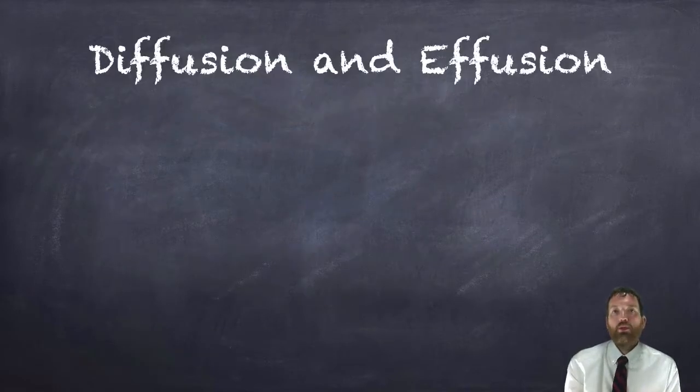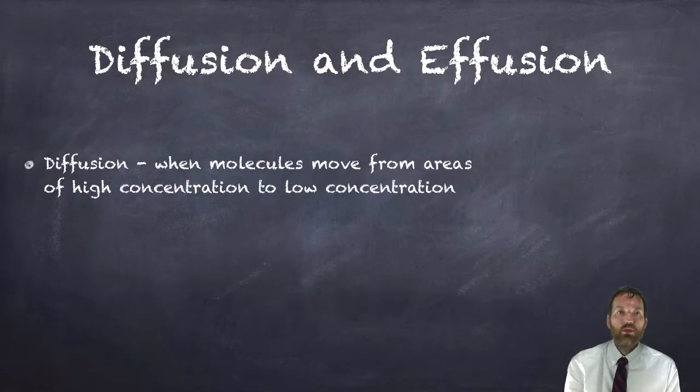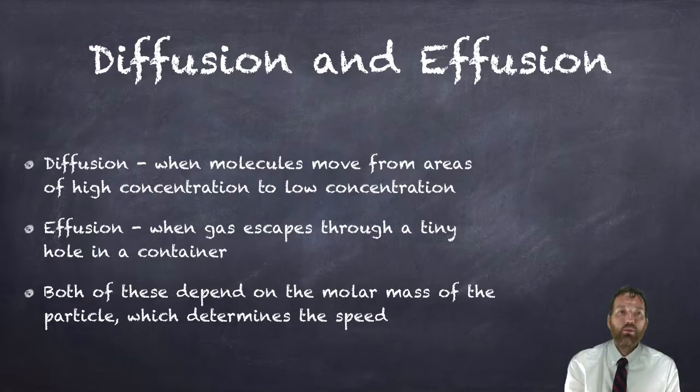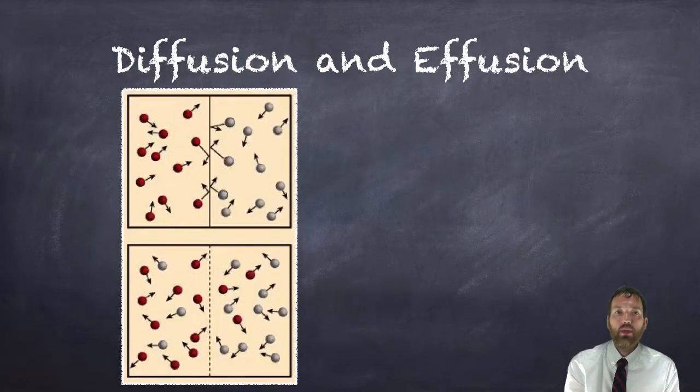Next, we're going to talk about diffusion and effusion. Diffusion is when molecules move from areas of high concentration to areas of low concentration. You may remember this from biology, talking about the diffusion of molecules across a membrane. Effusion you may not have heard of. Effusion is when gas escapes through a tiny hole in a container. So if you've got a hole in your car tire, gas doesn't diffuse out of your tire, it effuses out of your tire. Same idea, slightly different word. Both of these depend on the molar mass of the particle, which determines the speed.